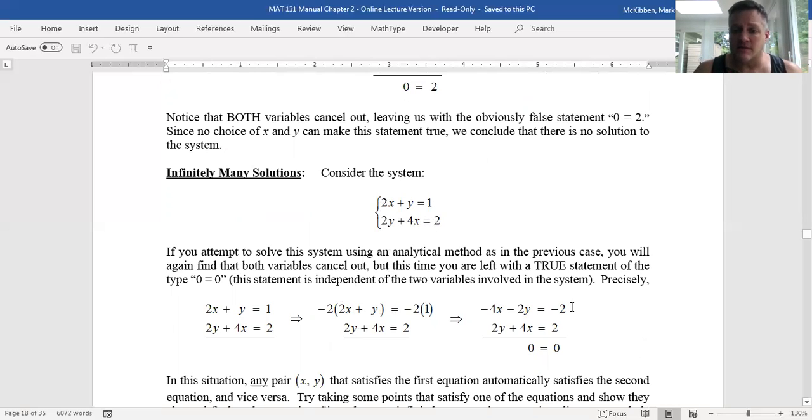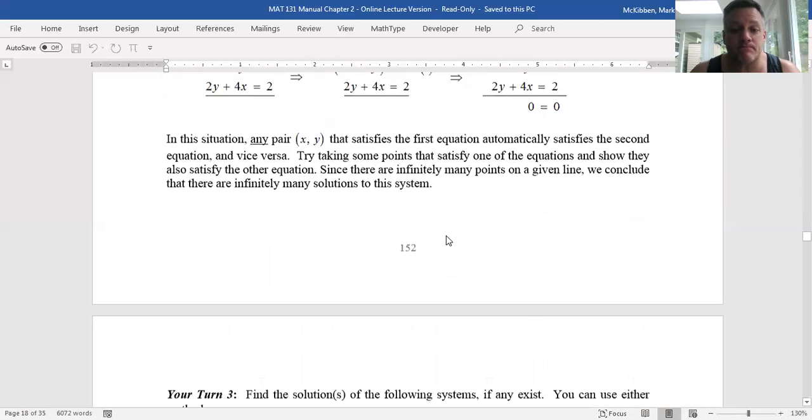What that means is that it wouldn't have mattered what values of x and y on this line you chose, it would automatically be on this line. And so every point on this line is actually a solution, right? The lines are exactly on top of each other, or coincident. They happen to be the same line.